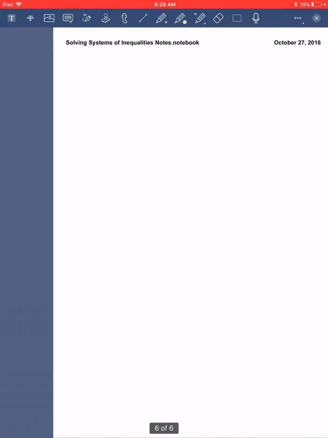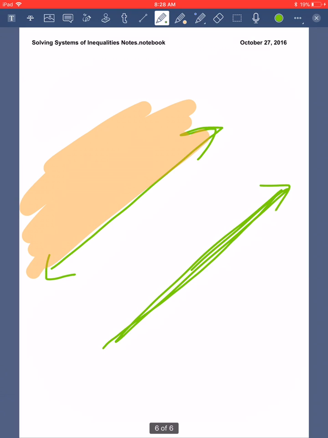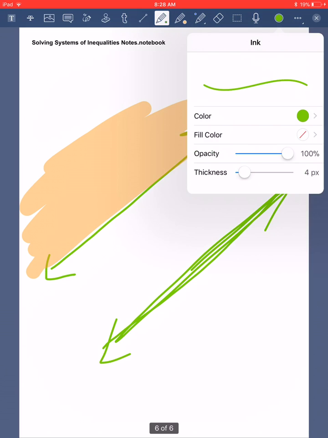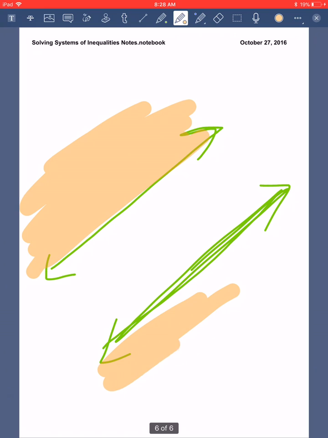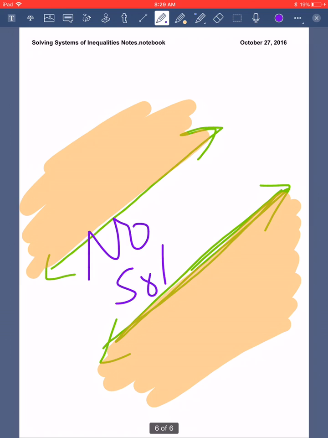Now, it is possible to have 2 parallel lines. Let's say I had a parallel line going this way and it's greater than, so I'm shading on this side. And then I have another parallel line, imagine those are parallel, and it's less than, so I'm shading this way. The shading never ends up overlapping, and in that situation we would have no solution, because there is no way that the shading of the parallel lines will ever overlap.